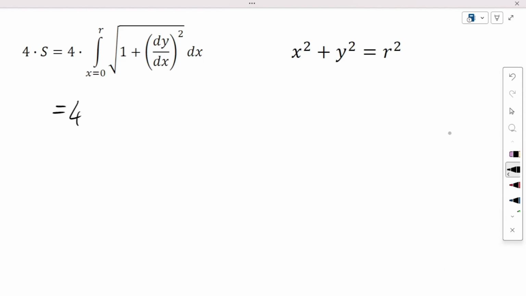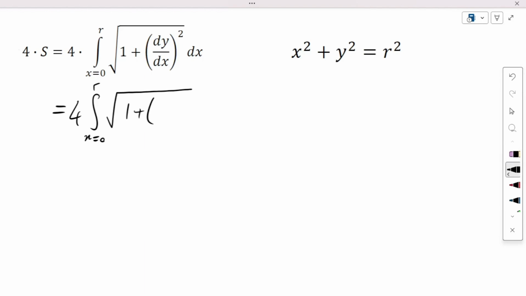So we have 4 multiplied by the integral from 0 to r of the square root of 1 plus, now this is where we have to find dy by dx, right? I can't just write down the equation again, that's going to be weird. So how are we going to find dy by dx? Well, using this equation here, what do we have that's present? We have y and we have x. Isn't that exactly what we have here, dy by dx? We have y and x, right?